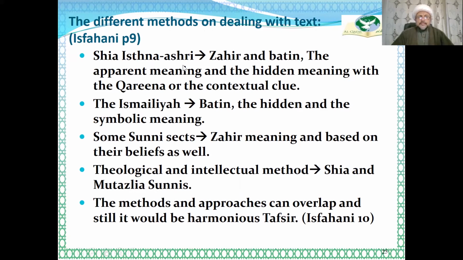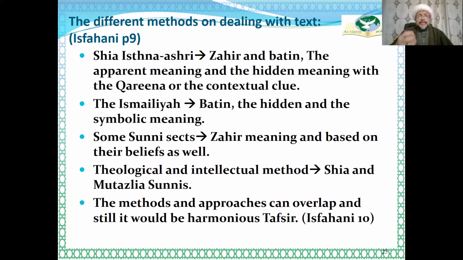Now, on page 9, Isfahani mentions the different methods of dealing with the text. So for Shia Ithna Ashari, we have zahir and batin, apparent meaning and non-apparent meaning. Sayyid al-Khu'i, Quddisa Sirruh, mentions that whenever you look into the ayat of the Quran, you have to first go to the apparent meaning. To take the first thing is apparent. What does it mean apparently? Then if you have evidence, a clue, qareena, to divert your mind from the literal to the metaphorical meaning, then you go to take the batini meaning. But without a qareena, you cannot take the batini meaning.